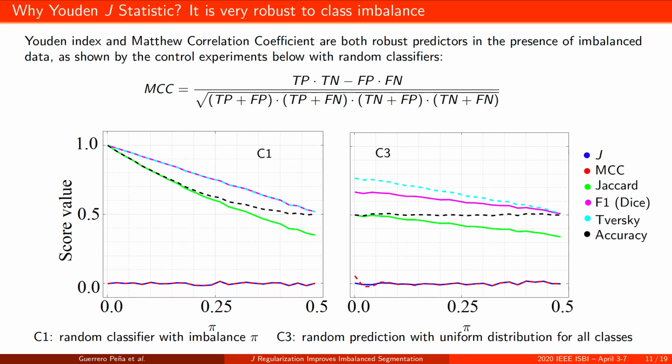We have mentioned before that the J statistic is robust to class imbalance. We will show it here in this slide. Here, we show plots of binary classification behavior of various loss surrogates commonly used in deep learning methods for image segmentation and our Youden index, all under different class imbalances.